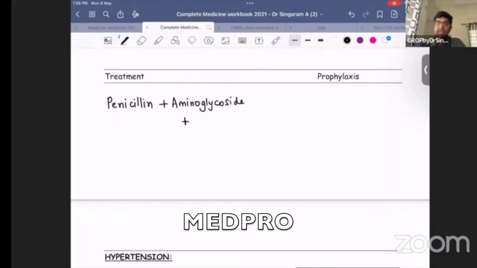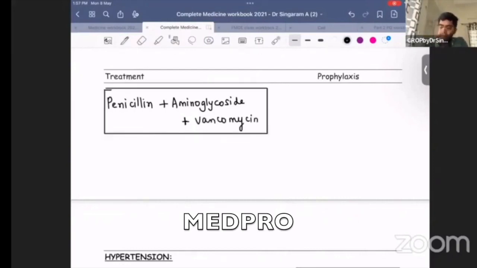But nowadays, you know that many of the Staph aureus which are encountered in severe infections are not just simple Staph aureus; they are MRSA. So which drug do you have to add? You also have to add vancomycin. So this is a 3-drug regime which is now recommended: penicillin, aminoglycoside plus vancomycin. This will cover almost all the important organisms which are causing infective endocarditis.